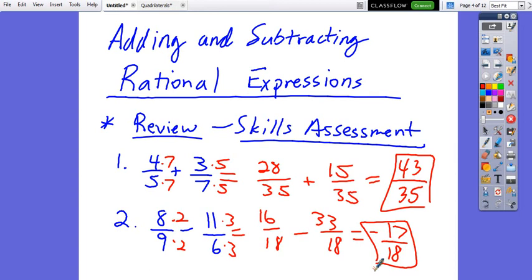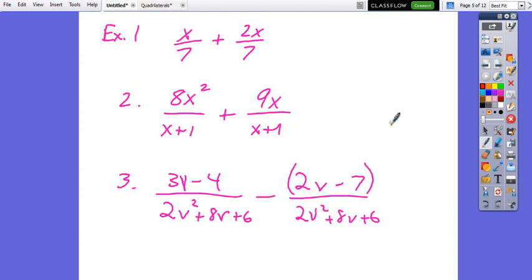So let's take a look at some examples. All of the examples that we do today are going to have the same denominator, so that means it's much easier. You don't have to do equivalent fractions if the denominators are already the same. So let's take this one problem at a time. Let's go with x over 7 plus 2x over 7. What is my denominator going to be when I add these up? 7. It doesn't change.